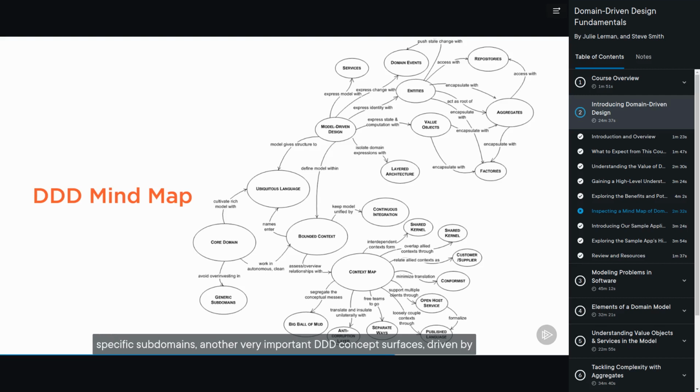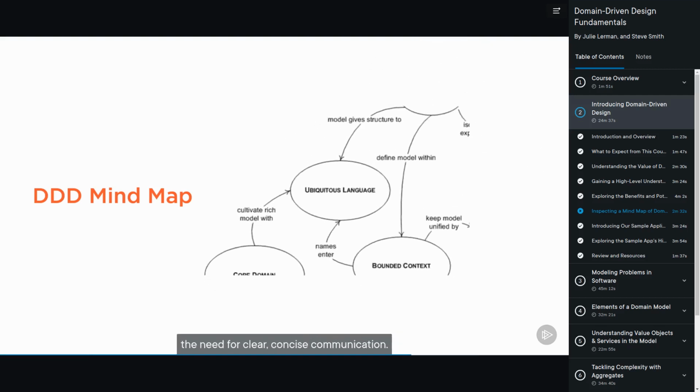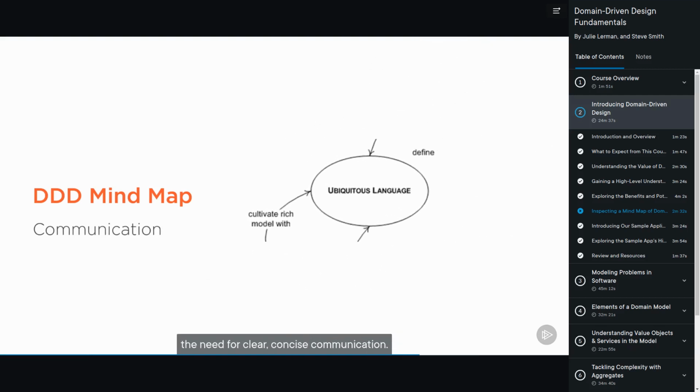As you begin focusing on specific subdomains, another very important DDD concept surfaces, driven by the need for clear, concise communication. It's called the ubiquitous language. A simple definition of a ubiquitous language is to come up with terms that will be commonly used when discussing a particular subdomain. And they will most likely be terms that come from the problem space, not the software world. But they have to be agreed upon so that as discussions move forward, there is no confusion or misunderstanding created by the terminology used by various members of the team.